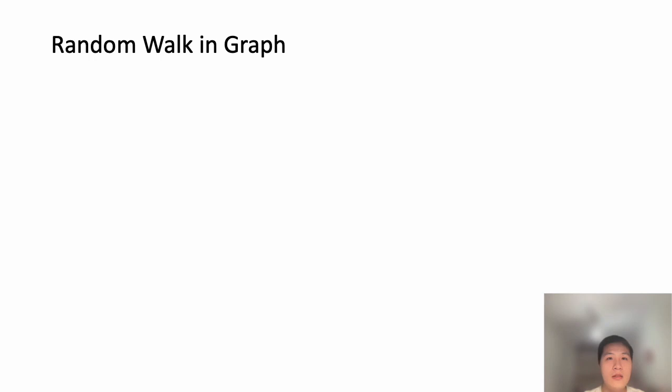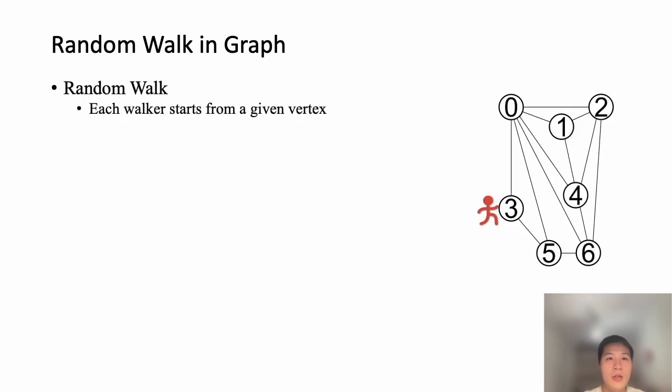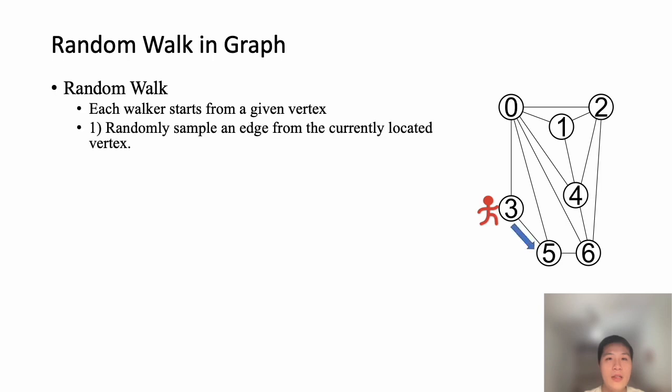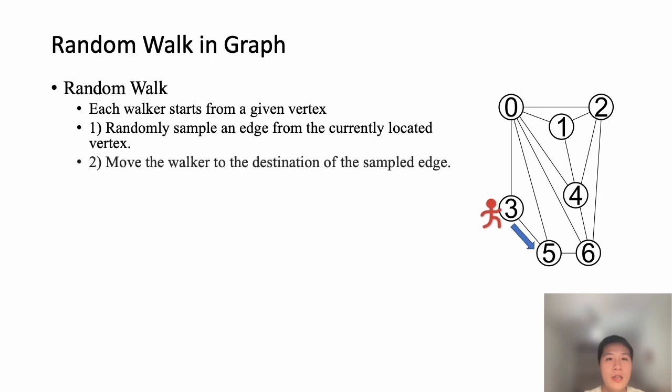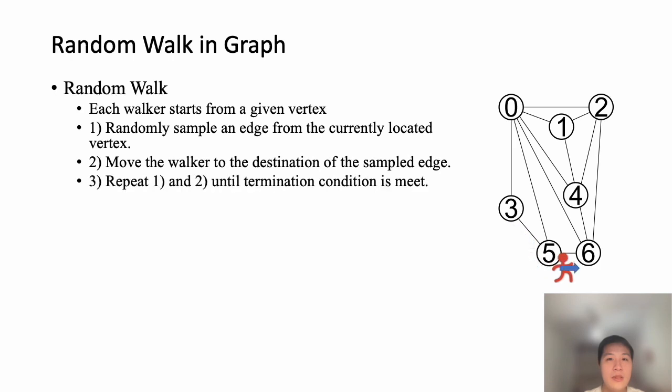There are some walkers in a graph. Each walker starts from a given vertex. In each step, it first randomly samples an edge from the current vertex. Then, the walker is moved to the destination of the sampled edge. By repeating these two steps, the walker can reach its termination condition.